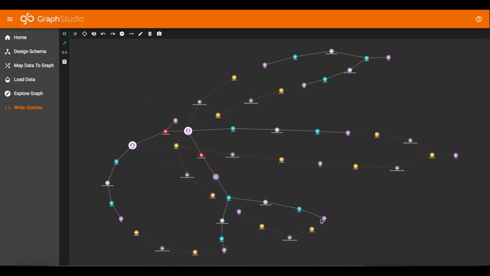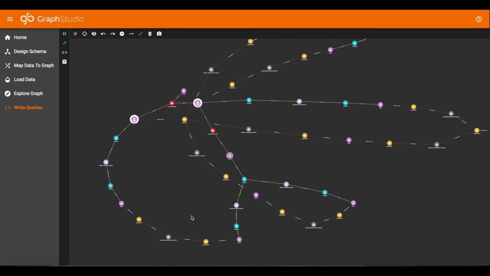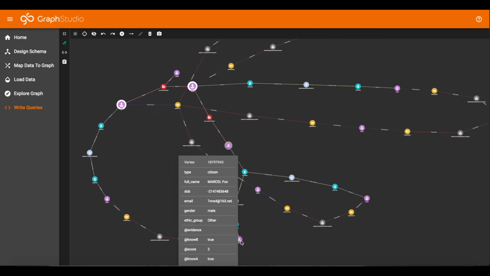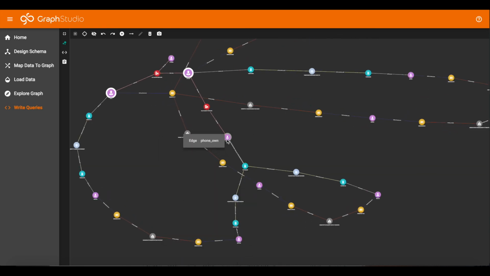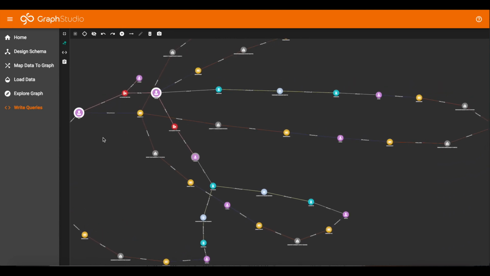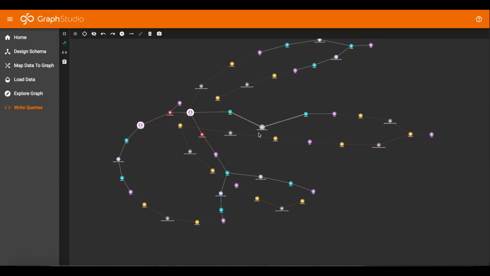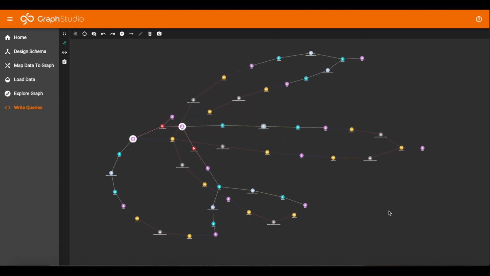So I'm changing the layout to force layout so we can see the paths a little more clearly. And this person down here, here are the two different connections. There is a phone call connection to a person who then stayed in the same hotel with A or B. And then on the other branch, there's a financial transaction with a person who then made a phone call to the other person in our pair. So that is the connection mining query in the social graph test drive case.